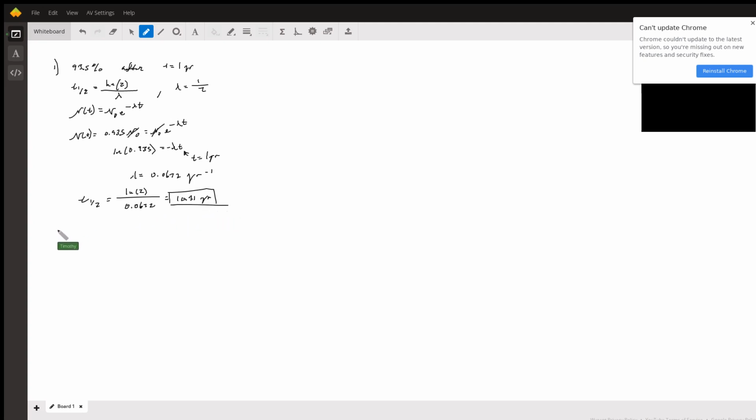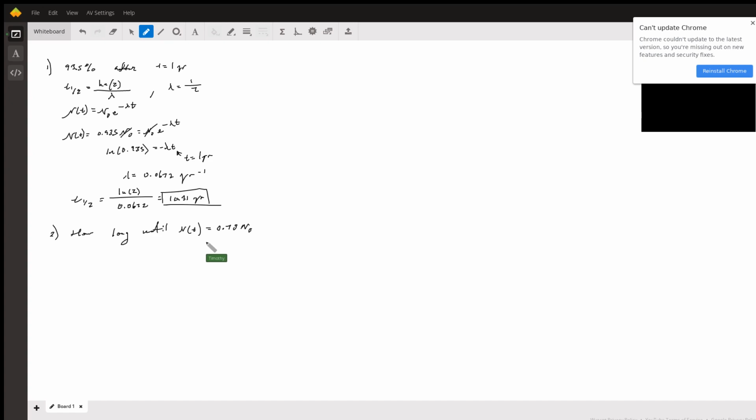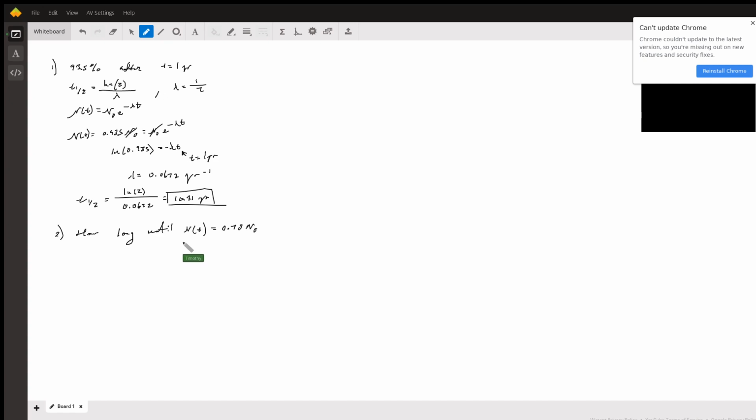Now, the second question says, how long does it take to go to 70% of its value? So how long until we get N(t) equals 0.7 N naught? Well, what we need to do is say, okay, we have our decay constant, so 0.70 N naught is equal to N naught e to the negative lambda t, where our time constant is the same.